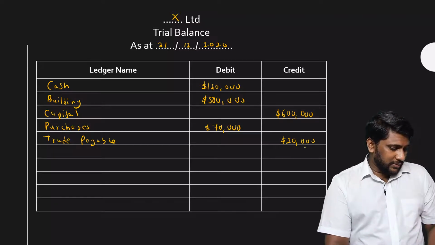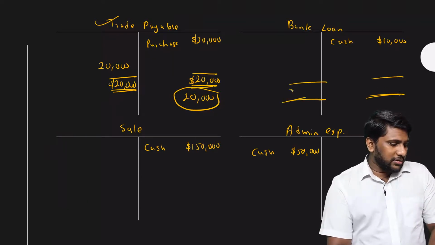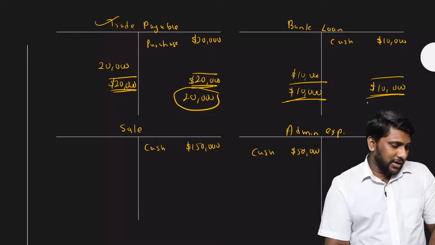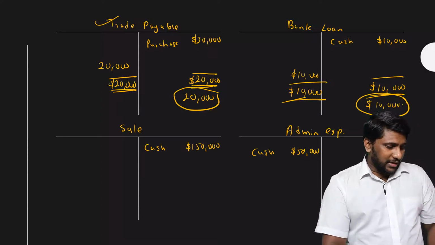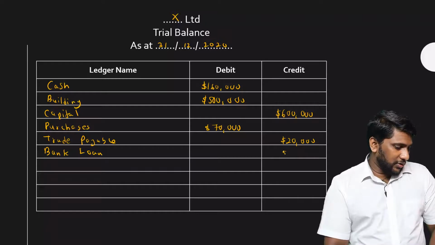20,000 US dollars. And next one, my bank loan is how much? 10,000 US dollars. So again bank loan is a liability account. Liability balances should be there in the credit side. So it is getting balanced for 10,000 here and 10,000 opening balance for the credit side. Bank loan, how much is that? 10,000 US dollars. It is there in the credit side.